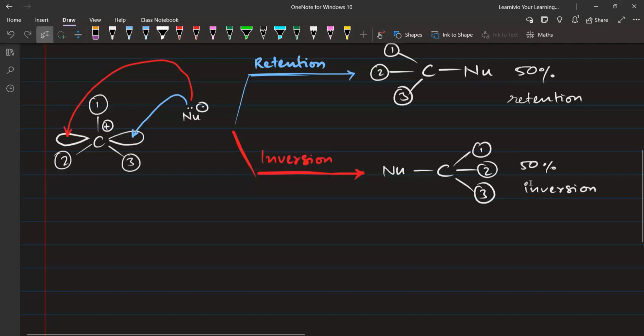Now, the mixture of these two, because both the retention product and the inversion product will be in the same solution, that solution is known as a racemic mixture. The solution in which we have 50% retention product and 50% inversion product, what do we call it? We call it a racemic mixture.